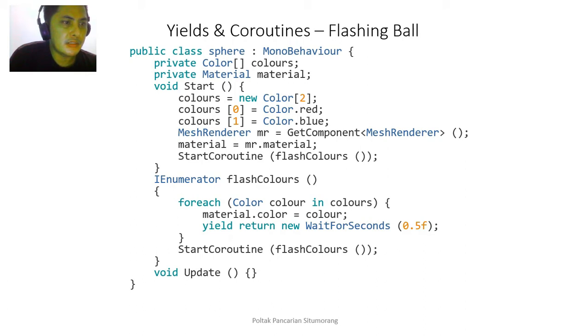Control is returned to the coroutine, whereupon the ball is changed to blue. The coroutine is paused for another half second. Finally, when the coroutine obtains control again, it can safely restart the FlashColor coroutine.